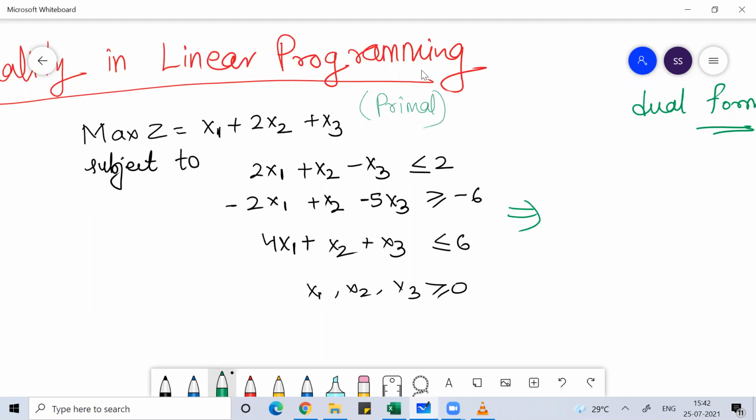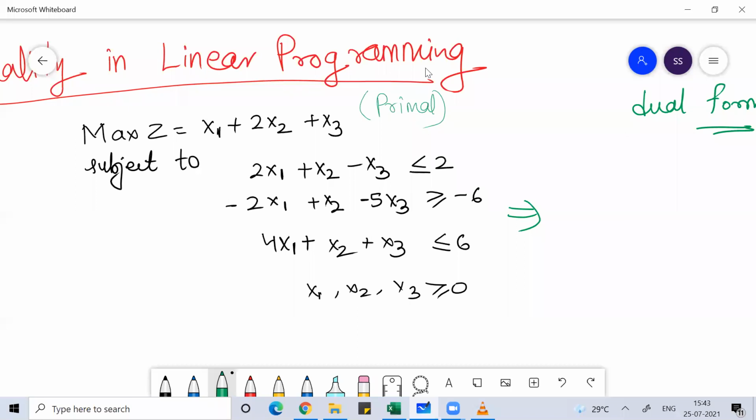So in that case, what I can do is solve the primal by introducing two slack variables, one negative slack variable, and one artificial variable. I can solve it by the Big M method and I'll get the answer for the problem.